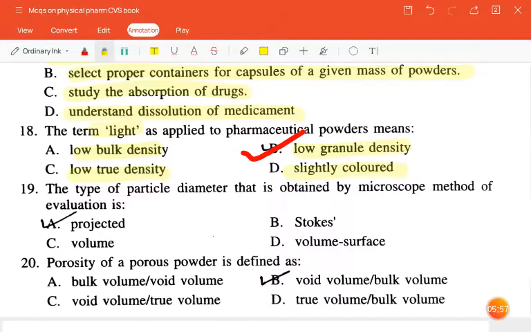Question: the type of particle diameter that is obtained by microscope method of evaluation is projected, Stokes, or volume surface. So the correct answer is projected.